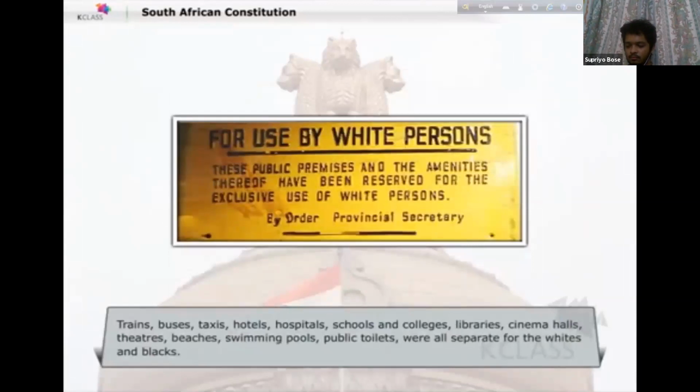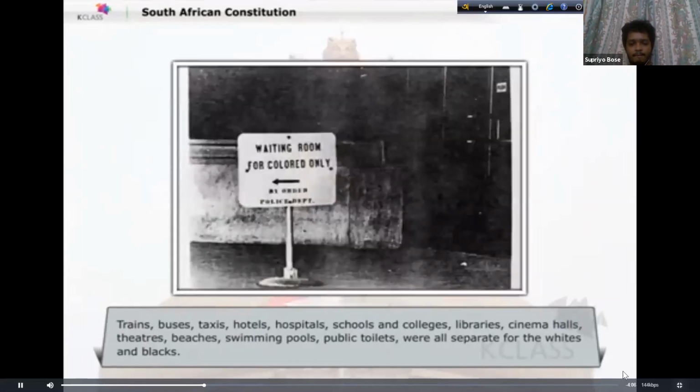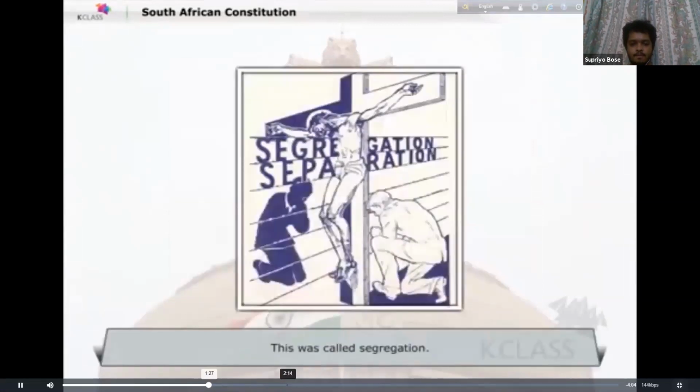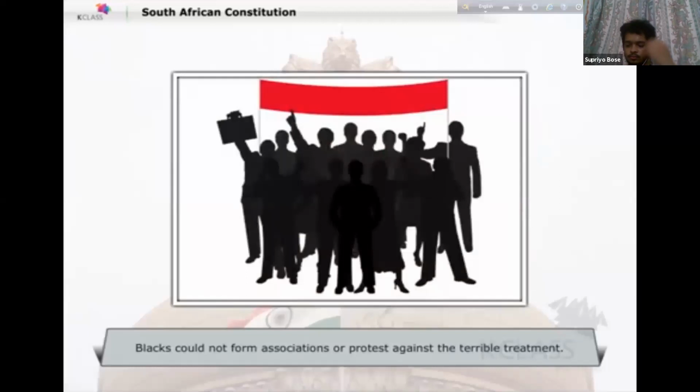Trains, buses, taxis, hotels, hospitals, schools and colleges, libraries, cinema halls, theaters, beaches, swimming pools, public toilets were all separate for the whites and blacks. This was called segregation. They could not even visit the churches where the whites worshipped. Blacks could not form associations or protest against the terrible treatment.